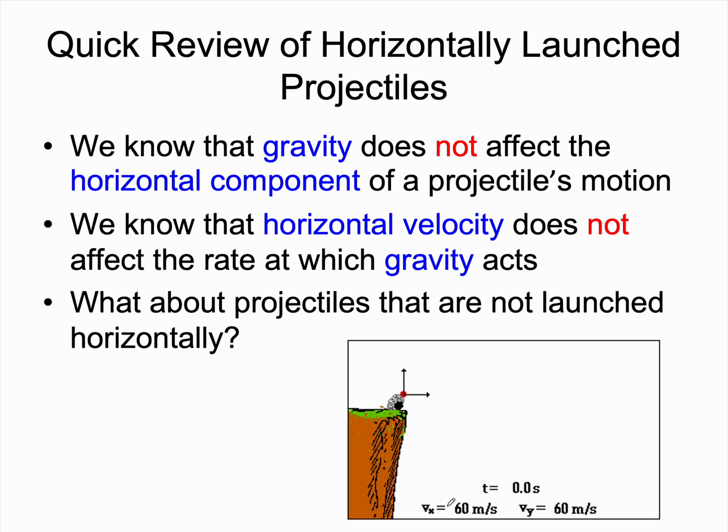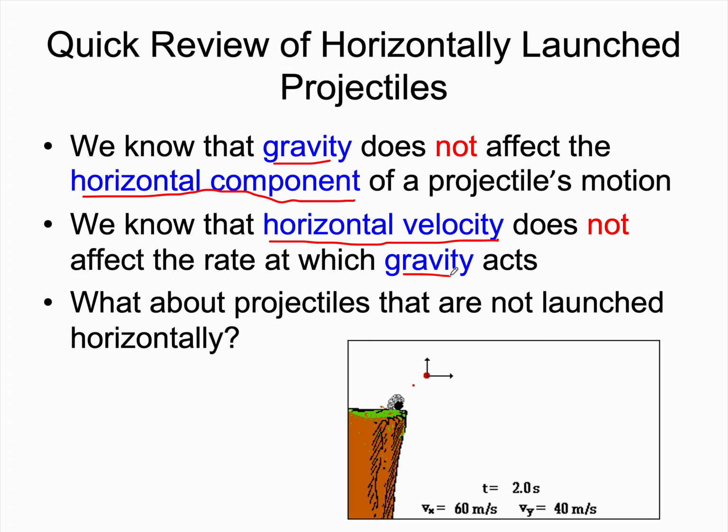So in this section, we're going to talk about horizontally launched projectiles, a quick review of that, and then move on into things that are not horizontally launched. So a quick reminder before we get started: gravity does not affect the horizontal component, which means the horizontal component for a projectile is just going to keep going at a constant rate. And horizontal velocity does not affect the rate at which gravity acts. It still falls at the same rate.